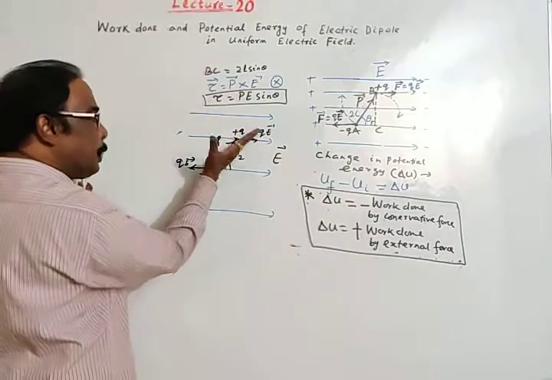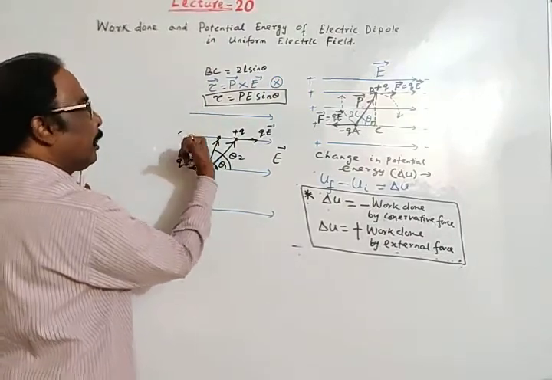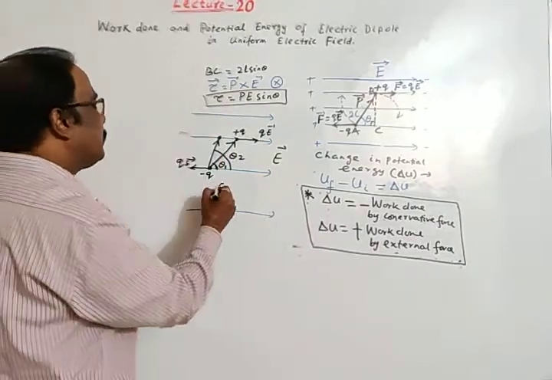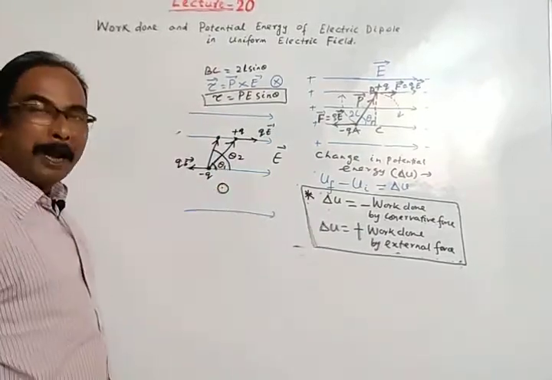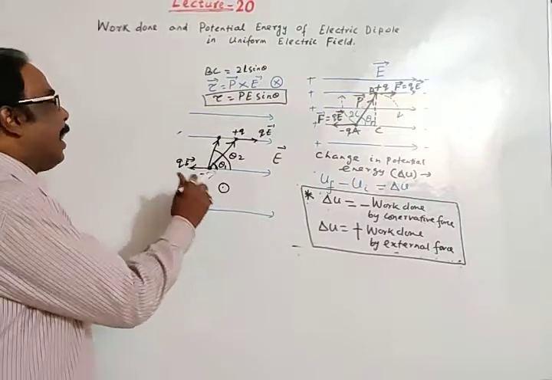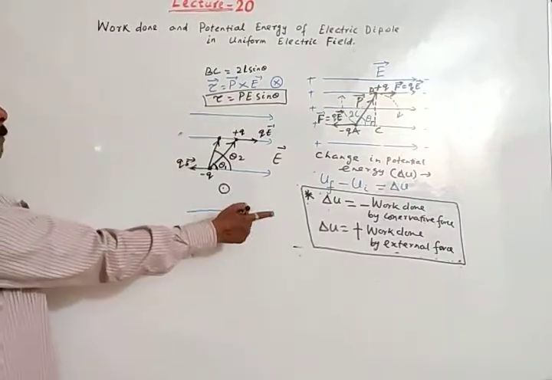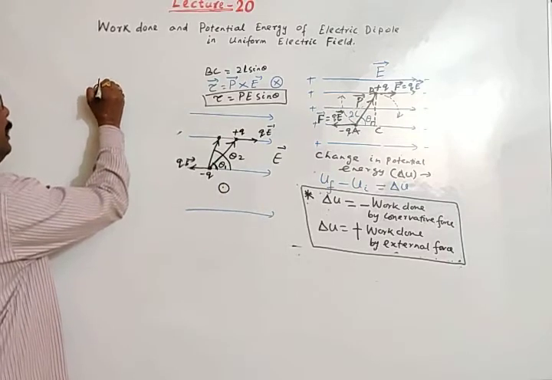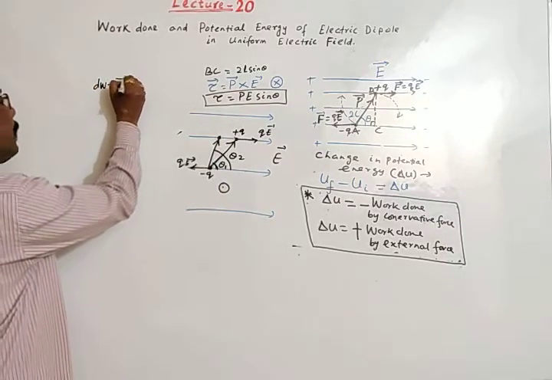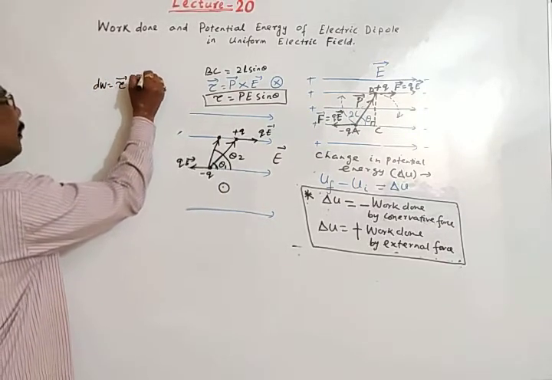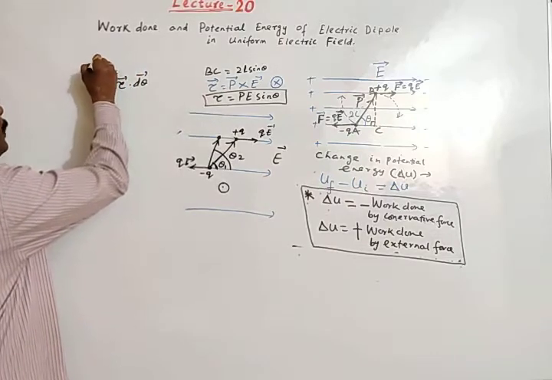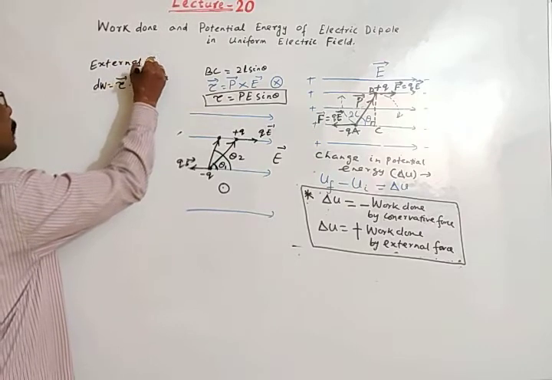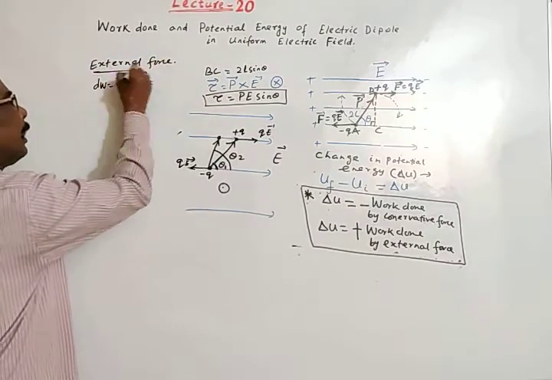Then if the sense of rotation is anti-clockwise, the direction is outward, and outward direction means the symbol is a dot. Okay, now for work done, we will apply the formula which we have already done: dW is equal to the dot product of torque and d theta. This is due to external torque or external forces.